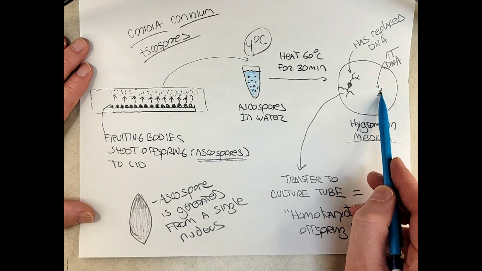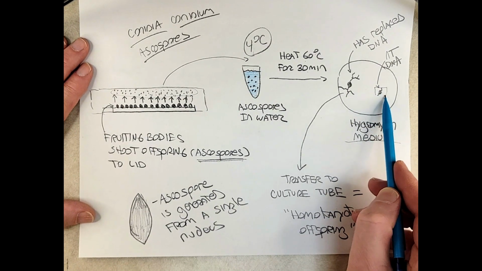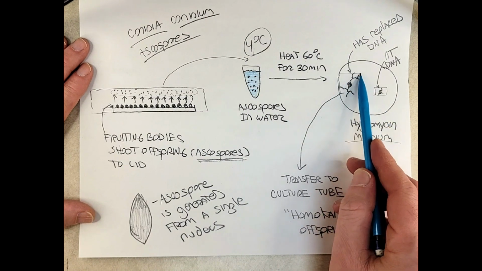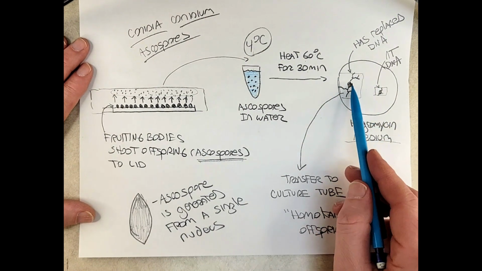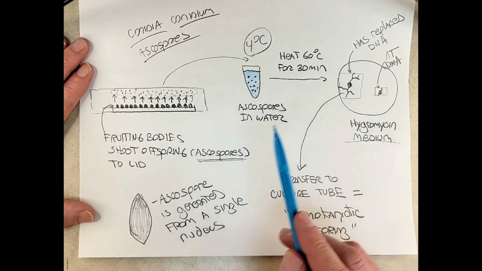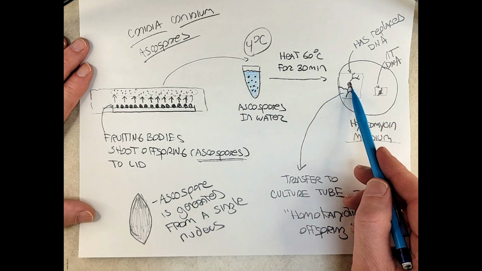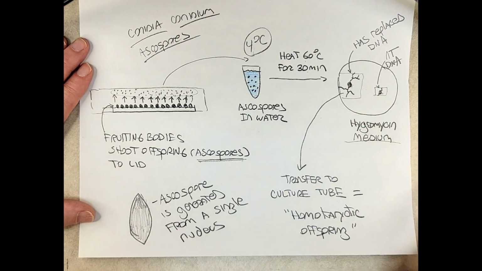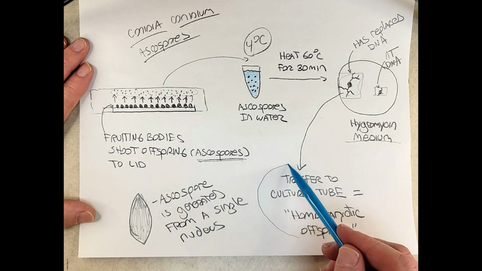So here's one that's trying to grow and it's not having much success, so this is probably dying. And here's one that is growing very vigorously, so it probably has the antibiotic resistance gene and is a homokaryotic strain containing only transformed nuclei. So what we would do, we would pick this, we transfer it to a culture tube, and that's our homokaryotic offspring.